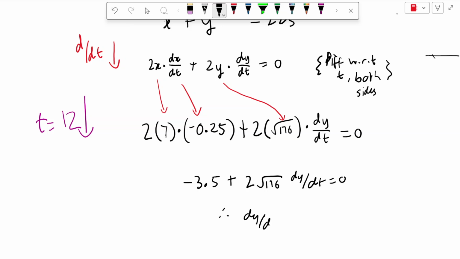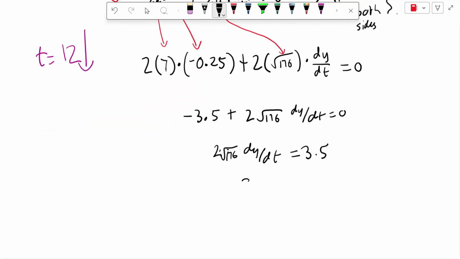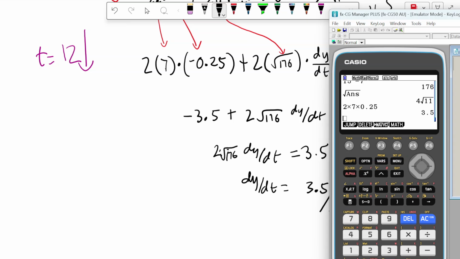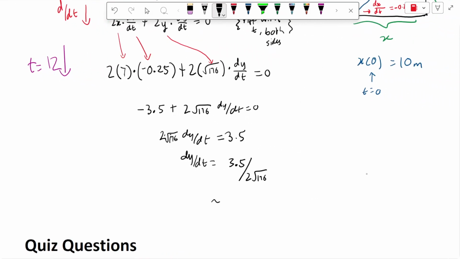Therefore, dy over dt, with still the 2 root 176 out the front, is 3.5 in the positive. So dy over dt would have to be 3.5 over 2 root 176. So we can work out what that is. Maybe we'll do it in fraction mode. 3.5 over 2 times root 176. So this is roughly equal to 0.132. This will be in meters per second because we've got a dy over dt.